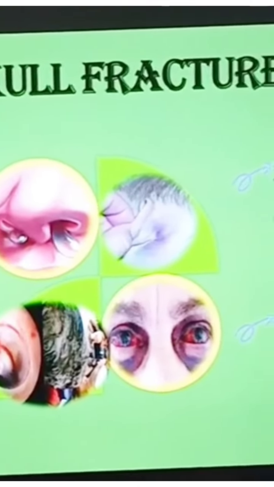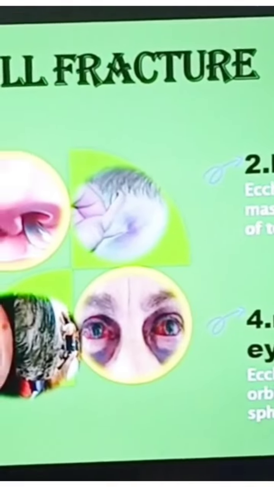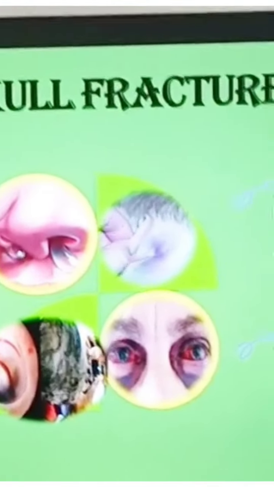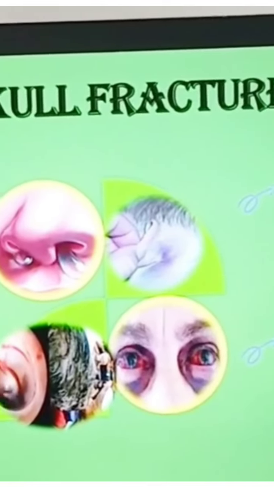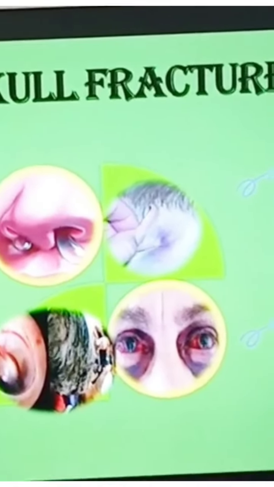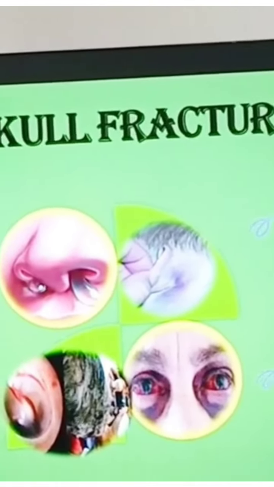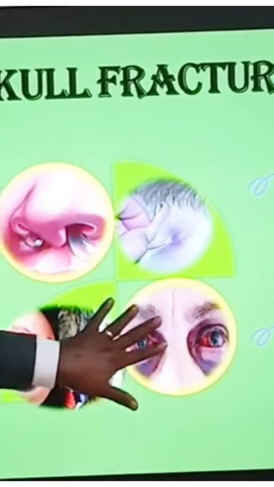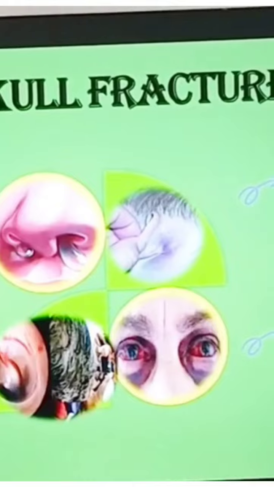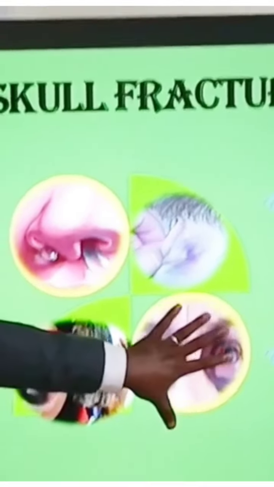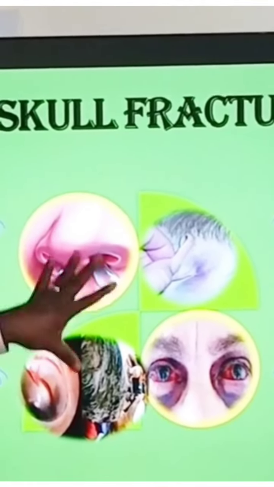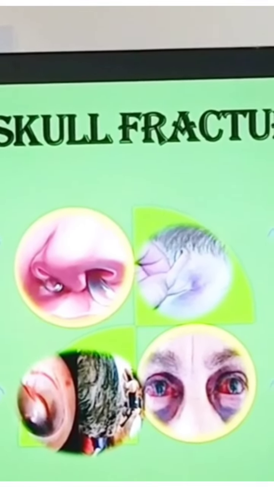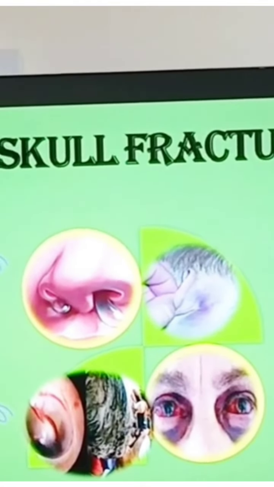So apart from that, we can have bleeding inside the ears. When you check inside, you can also see discoloration, and that is another sign. And also we can have discoloration around the eyes. That is a sign that we call raccoon eyes. Those are the four clinical signs of basilar skull fracture.